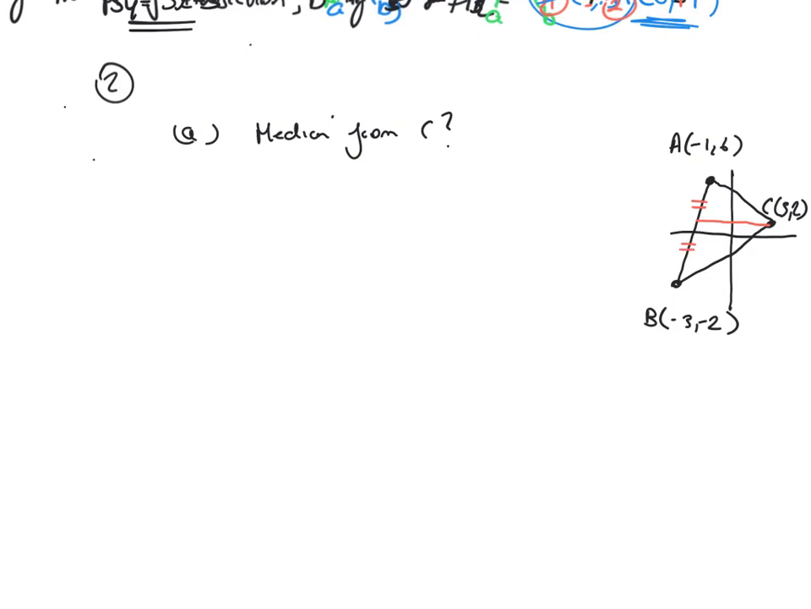Okay, so we're going to use point and gradient. We've got a point already, we can use C as the point. How are we going to find the gradient? Well, let's find the second point here, which will be the midpoint. That's going to be the midpoint of AB. So remember the midpoint formula: x1 plus x2 over 2, y1 plus y2 over 2.